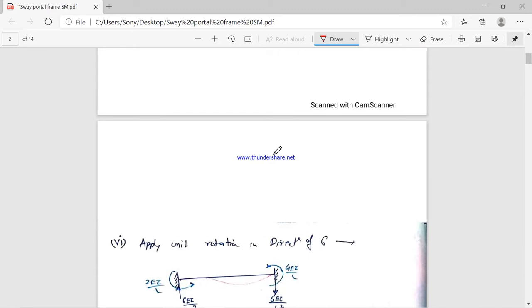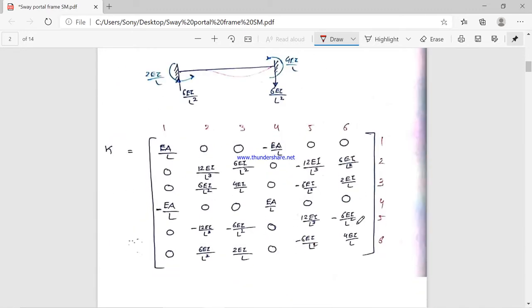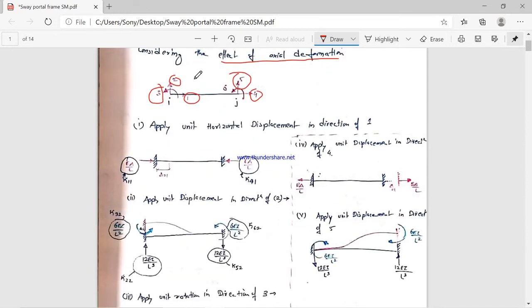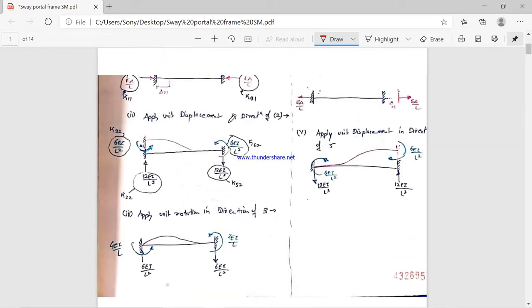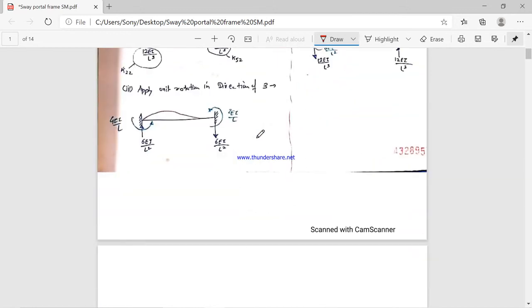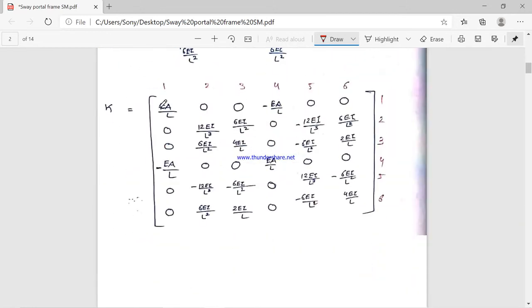Now this matrix will be of size 6 by 6. Why will a 6 by 6 matrix be formed? Because here the total unknown is 6: 1 2 3, and 4 5 6. So the size of the matrix depends upon the number of unknown kinematic indeterminacy in the structure. Okay, so we have to form the K matrix of 6 by 6.